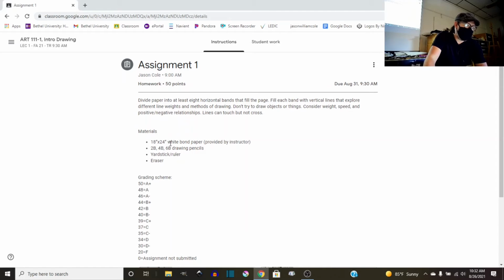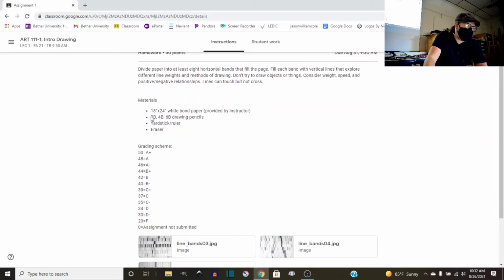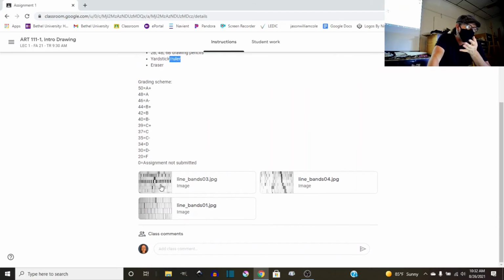So you need an 18 by 24 sheet of newsprint. Ignore this. I don't know how that ended up in there. Your 2B, 4B, and 6B drawing pencils, but if you still haven't been able to get those, use whatever you have as a drawing pencil. You may need a yardstick, you might not, but you'll certainly need a ruler or something as a straight edge and an eraser.